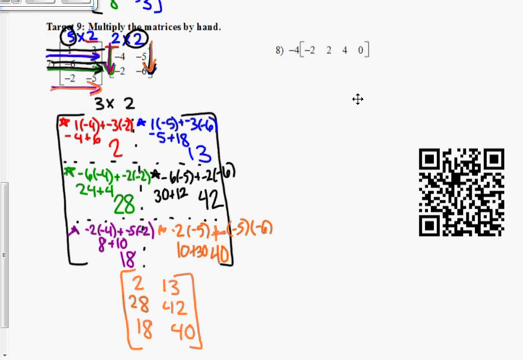Number 8 is scalar multiplication. We're not multiplying a matrix by a matrix. We just have that number in front. This is when we're just going to distribute that number to everything inside. So negative 4 times negative 2 is 8. Negative 4 times 2 is negative 8. Negative 4 times 4 is negative 16. And negative 4 times 0 is 0.